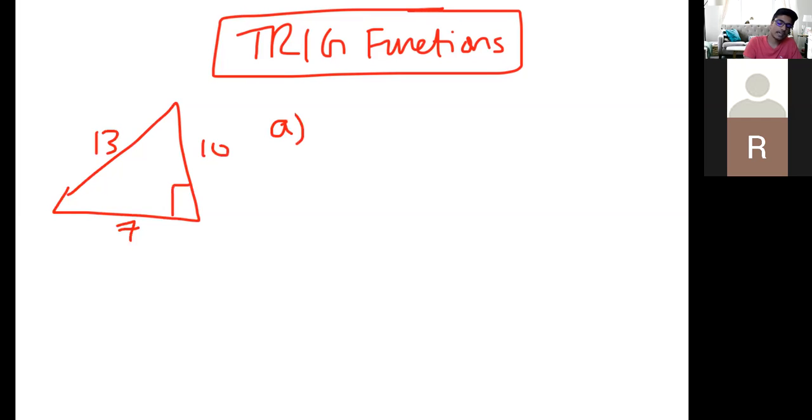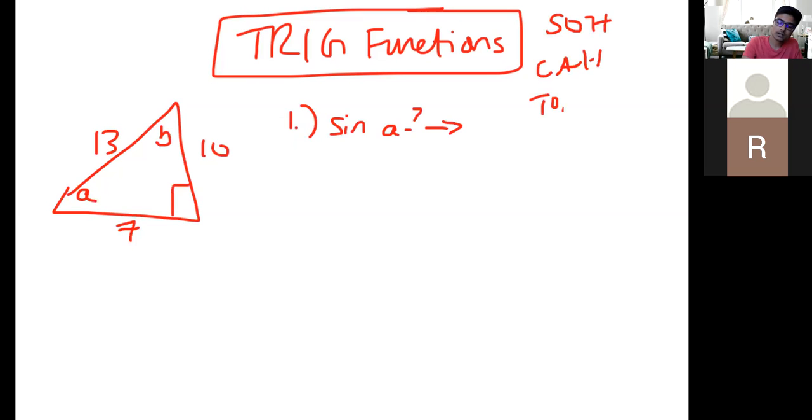So we have an angle right here called angle A and an angle B. I'll rename this so that isn't confusing. So number 1, the first question which I want to ask is, what is the sine of angle A? Well, remember the acronym SOH CAH TOA. So sine means opposite over the hypotenuse. So opposite is 10 divided by the hypotenuse, which is 13.